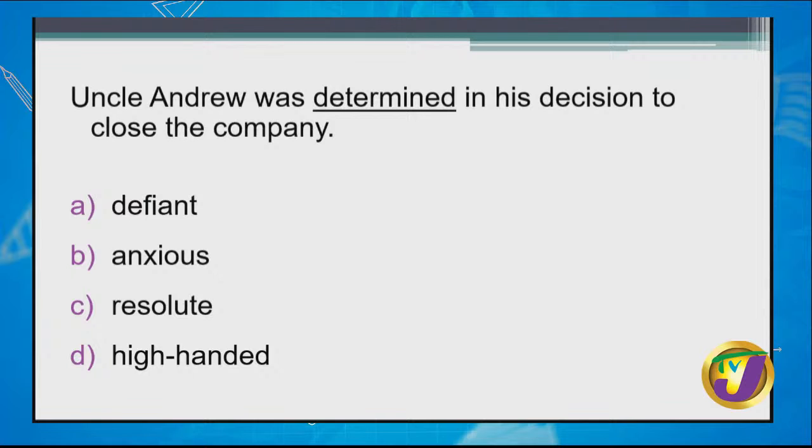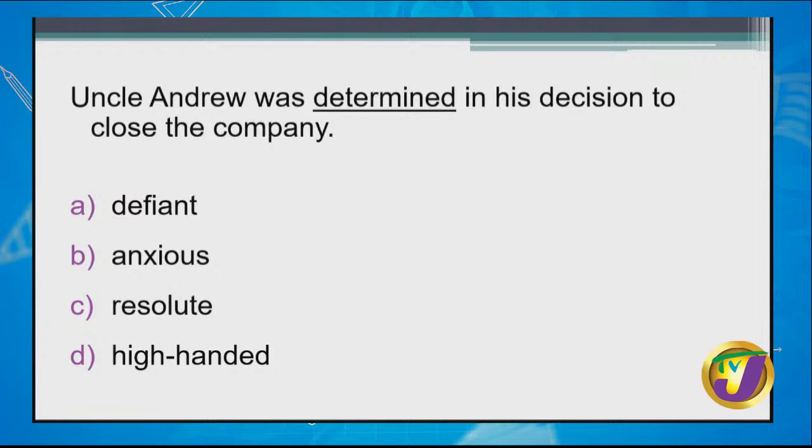Uncle Andrew was determined in his decision to close the company. And we're looking at the word determined. And please notice, when you're using it in this context, you must have a D on the end. So it's not Uncle Andrew was determine, he was determined. So the adjective needs to be determined. Now, look at our options. We have defiant. He was defiant in his decision. Anxious. He was anxious in his decision. Resolute in his decision. High-handed in his decision.